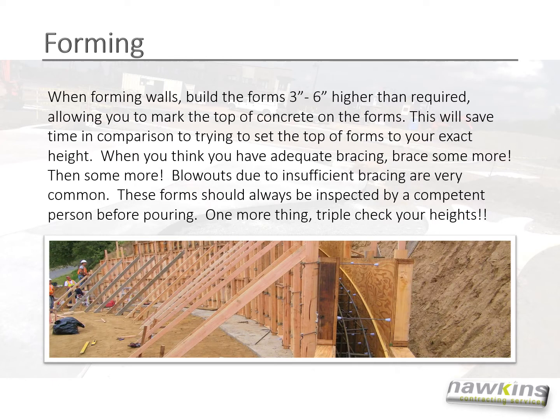When forming walls, build the forms 3 to 6 inches higher than required, allowing you to mark the top of concrete on the forms. This will save time in comparison to trying to set the top of forms to your exact height. When you think you have adequate bracing, brace some more, and then some more. Blowouts due to insufficient bracing are very common. These forms should always be inspected by a competent person before pouring. One more thing, triple check your heights.